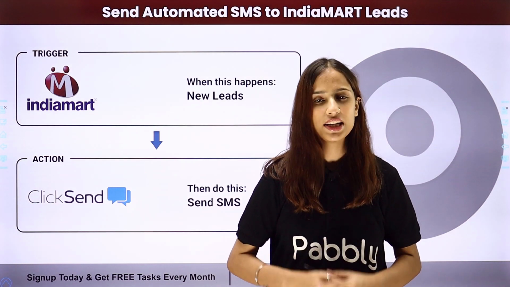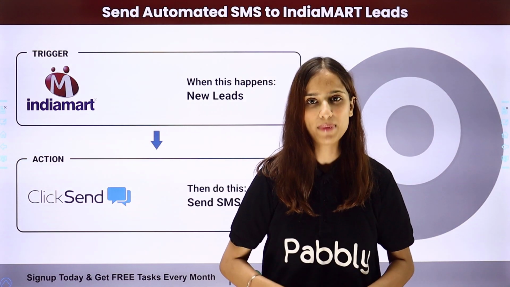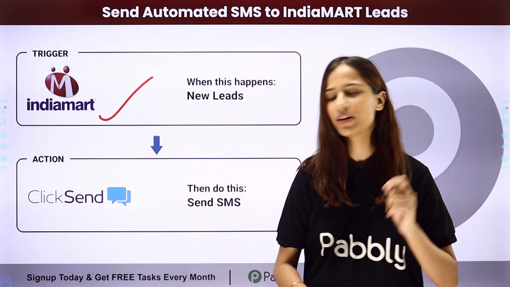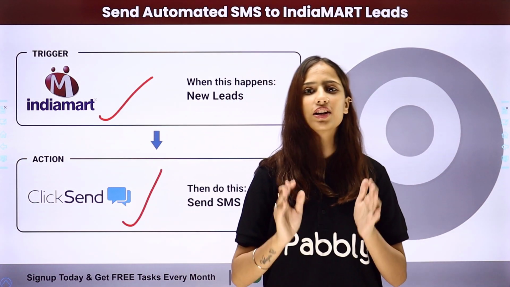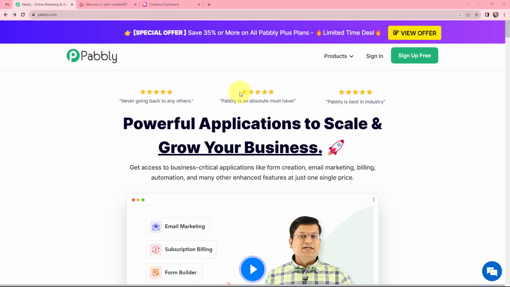To do this, I need to build an integration between these two applications, for which I will be using Pabbly Connect, where my trigger application will be IndiaMART and my action application will be ClickSend. To learn how I set up the integration between these two, follow me through the screen. In this video, we will learn how to send automated SMS to IndiaMART leads.